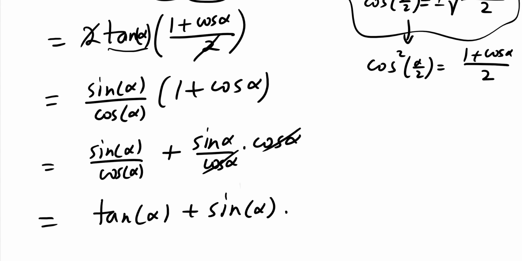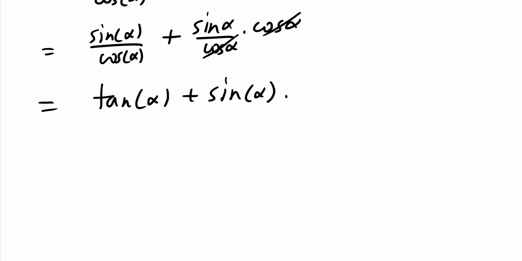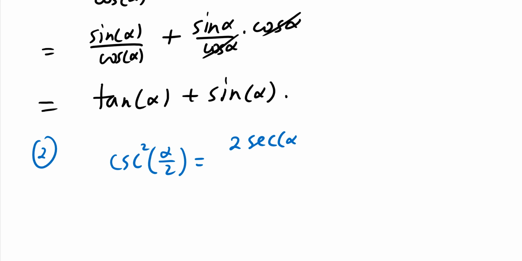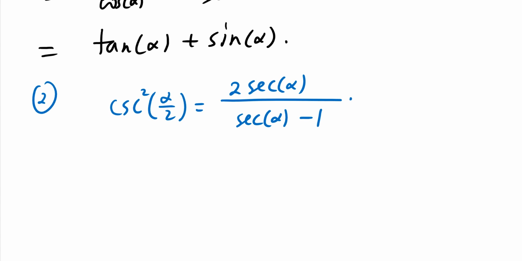Next one, number 2. Prove that cosecant square alpha over 2 equals 2 secant alpha over secant alpha minus 1. You can start in either one of them. Let's say I want to start with the right hand side and go down back to the left hand side.